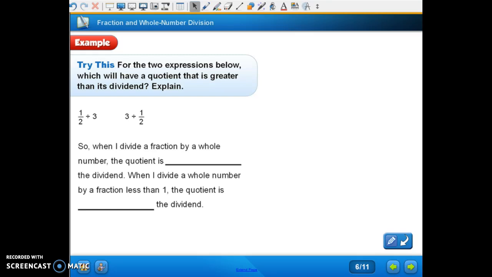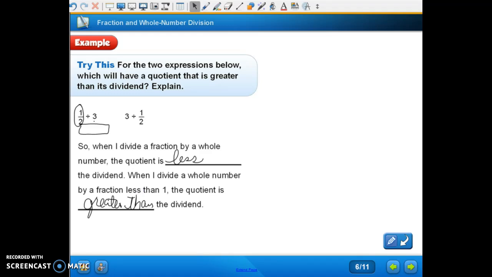Okay, it says, for the 2 expressions below, which will have a quotient that is greater than its dividend? So when I divide a fraction by a whole number, the quotient is what? It's going to be a fraction. It is going to be less than the dividend. When I divide a whole number by a fraction less than 1, the quotient is going to be greater than the dividend.